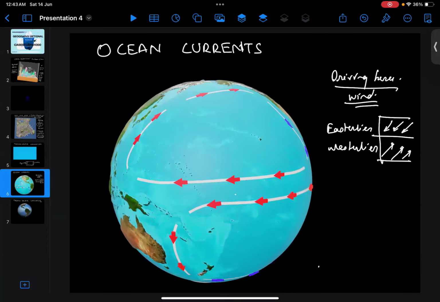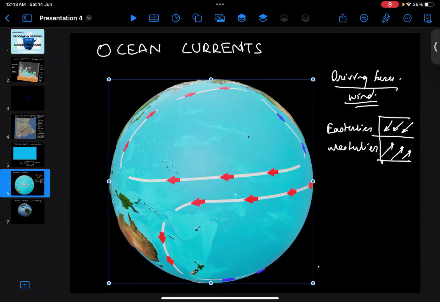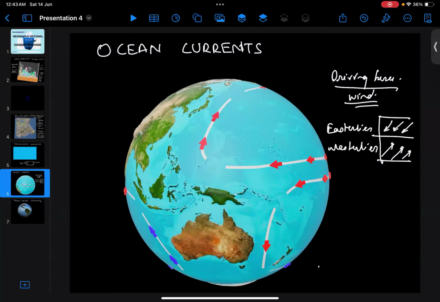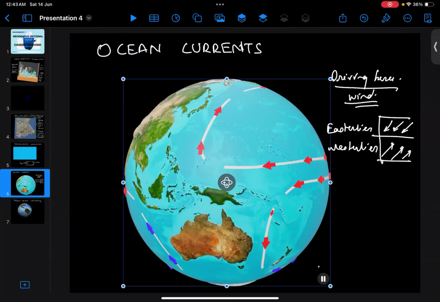Here we can see the northern hemisphere and southern hemisphere, and this is the Pacific Ocean. In this Pacific Ocean, we can see the equatorial current. This equatorial current is warmer in the surface region because of the presence of easterlies. The easterlies are moving towards the coastal area. Near the coastal area, they are deflected, and one branch moves towards the northern hemisphere and another branch moves towards the southern hemisphere.